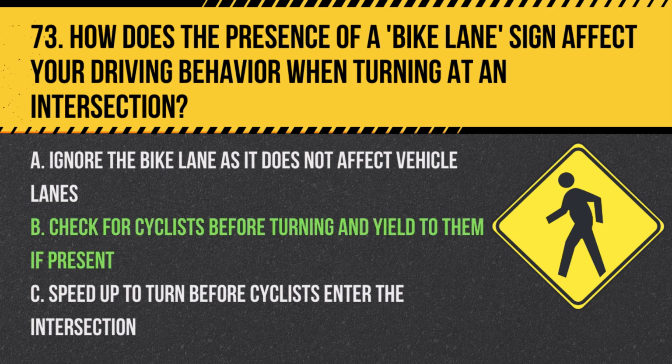Answer: B. Check for cyclists before turning and yield to them if present. The presence of a bike lane sign requires drivers to be aware of potential cyclists, especially when making turns at intersections, ensuring the safety of all road users by checking for and yielding to cyclists.